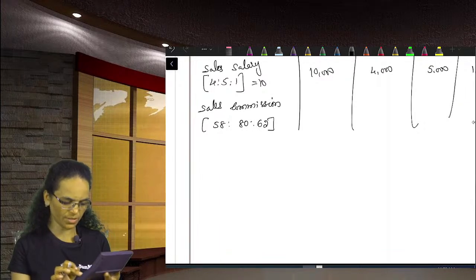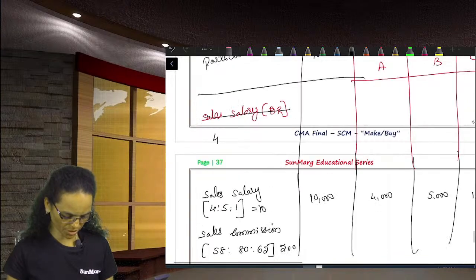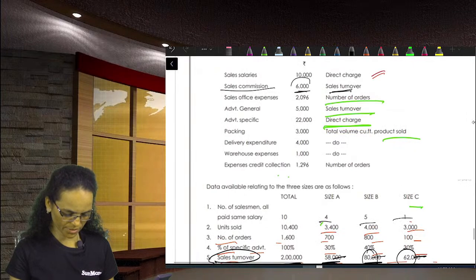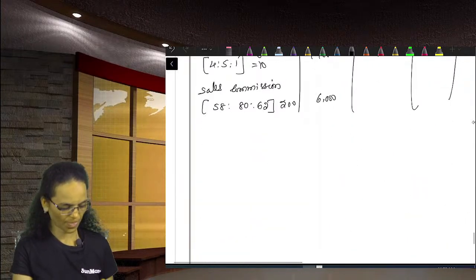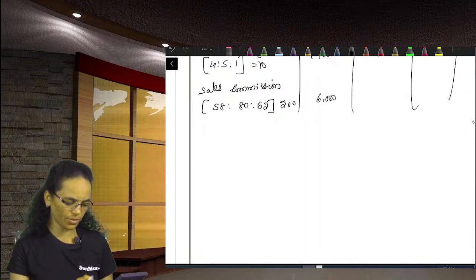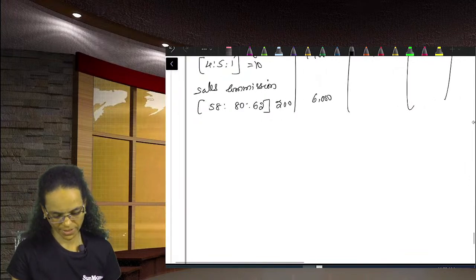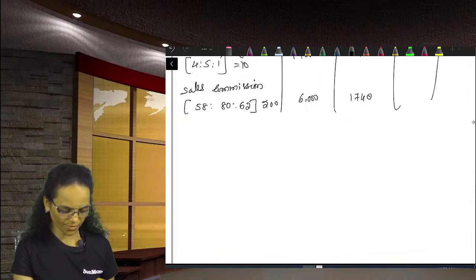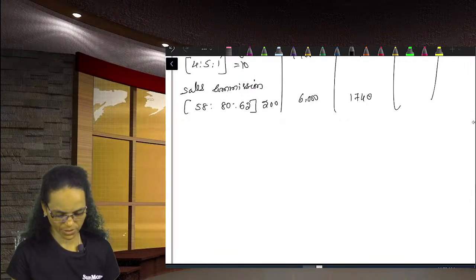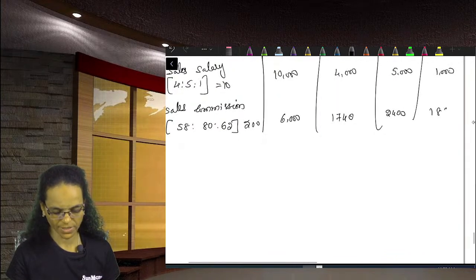Total 58 plus 80 plus 62 is 200. Sales commission amount is 6,000. 58 divided by 200 into 6,000 is 1740. Divided by 58 into 80 is 2,400. Divided by 80 into 62 is 1860.